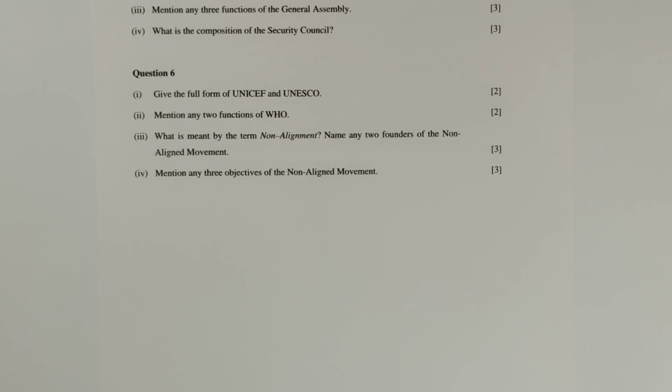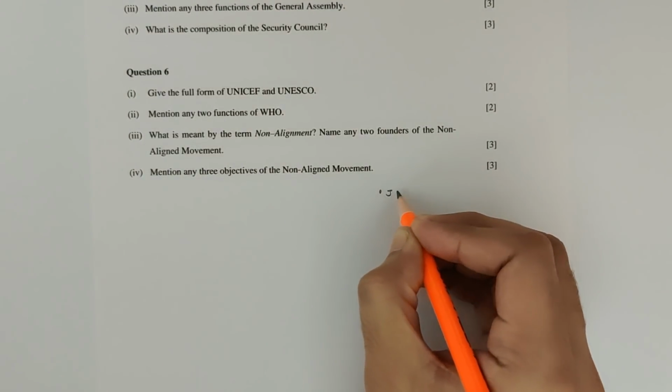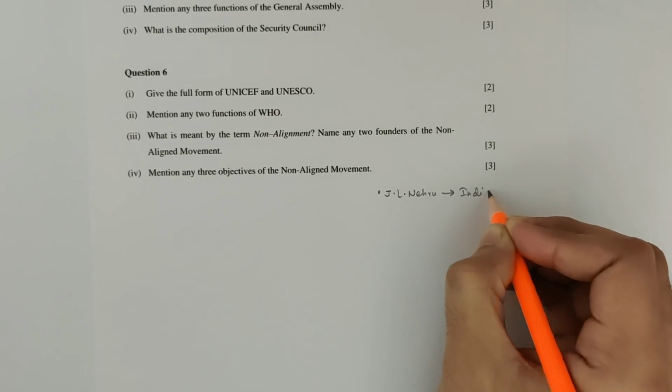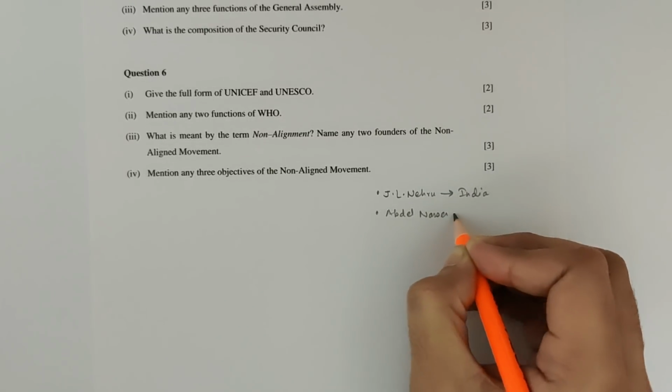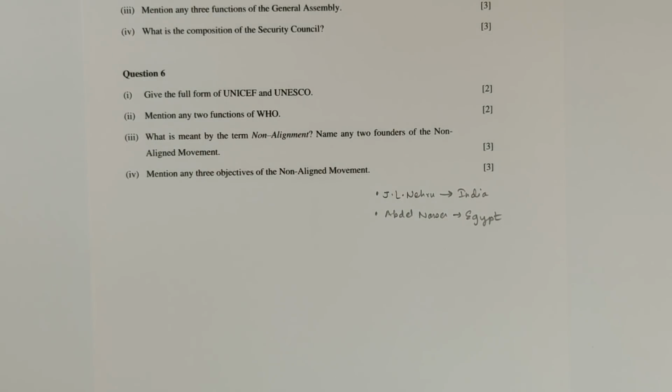Part 3. What is meant by the term non-alignment? You have to name any two founders of the non-aligned movement. Non-alignment means that nations which are non-aligned judge each issue on its own merits and do not toe the line of one or the other superpower. You have to name any two founders of the non-aligned movement. We have Jawaharlal Nehru from India and Abdel Nasser from Egypt. Easy.